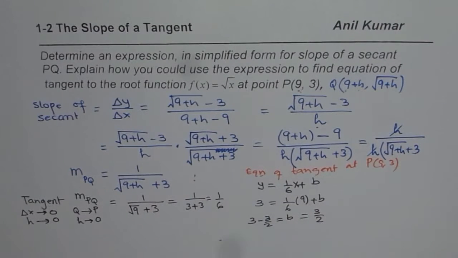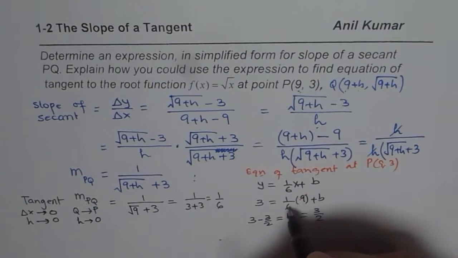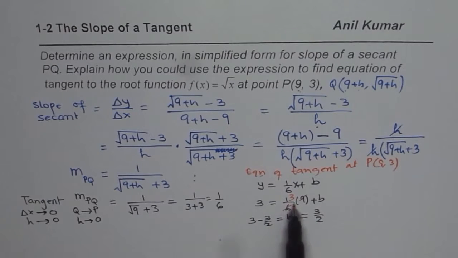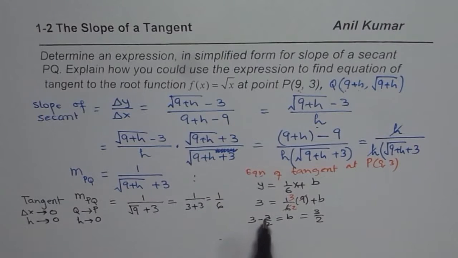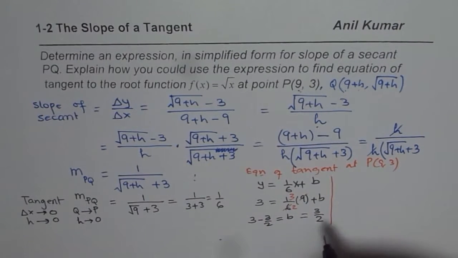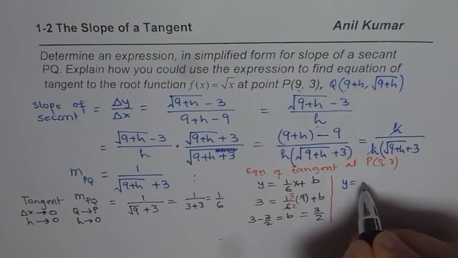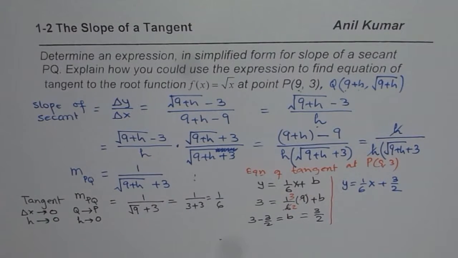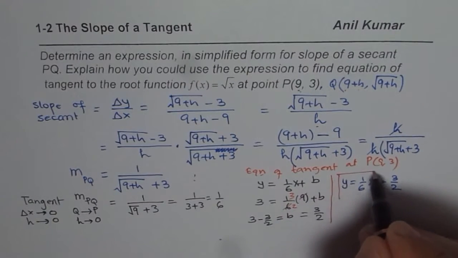You can do this calculation. Let me show you here itself. Dividing by 3, we get 2 and 3. So we get 3 over 2 here. Now bring it to the right side, 3 minus 3 over 2. 2 times 3 is 6, 6 minus 3 is 3, denominator is 2. So we get the y-intercept as 3 over 2. And therefore, we can now write the equation of the tangent line as y equals 1 over 6 x plus 3 over 2. So that becomes the equation of the tangent at the point P, which is (9, 3) for us.